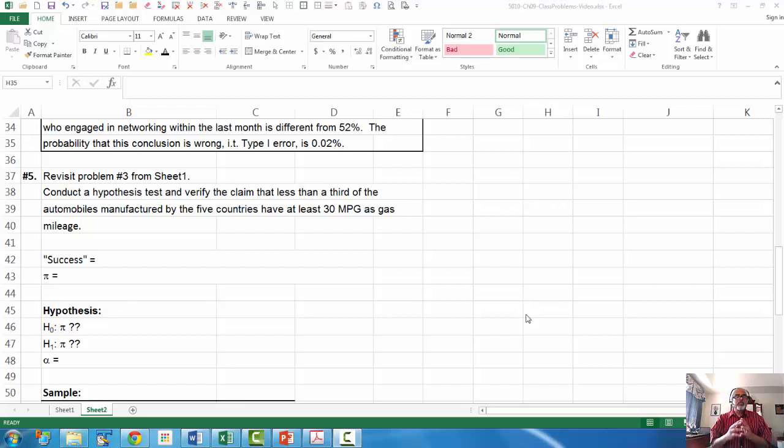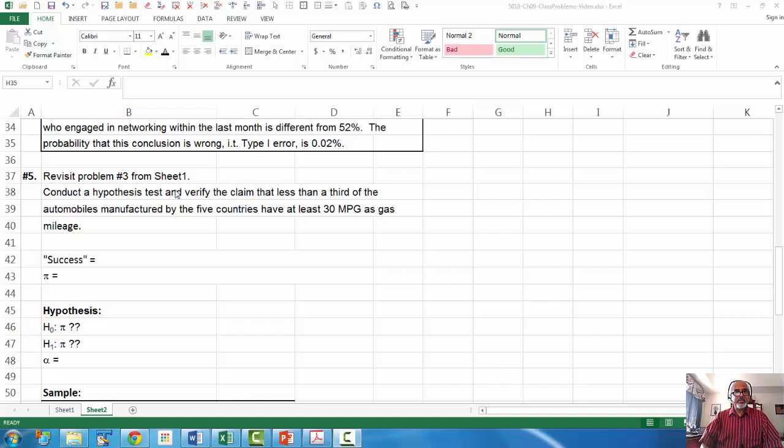Now let's look at one more example with pi. This time we're going to calculate the sample statistics ourselves, unlike the previous problems where the sample statistics were given in the chapter problem. Okay, now we're going to revisit the same problem as the automobiles from sheet 1.